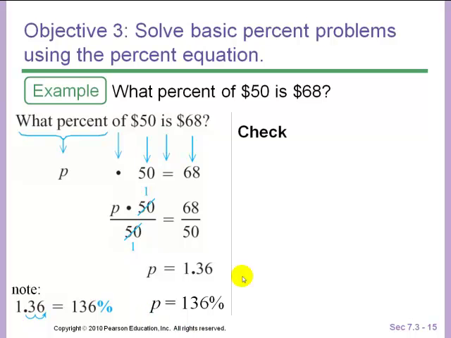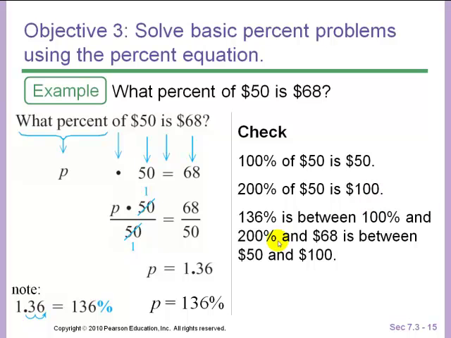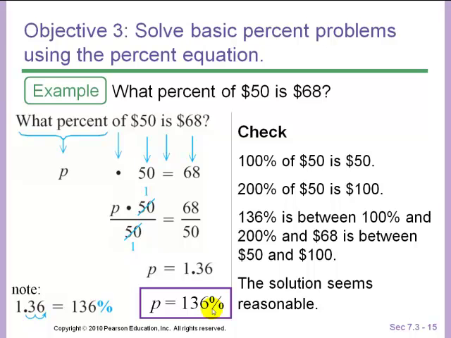We can check this. 100% of 50 would just be 50. 200% of 50 would be 100. So therefore, 136 is between 100 and 200, which is reasonable because 68 is between 50 and 100. So 136% is a reasonable answer. 1.36% would be unreasonable because that would be a little bit more than 0.68. That's just or 0.50. That's a ridiculous answer. So clearly this is going to be greater than 100%, so 136% is our answer.